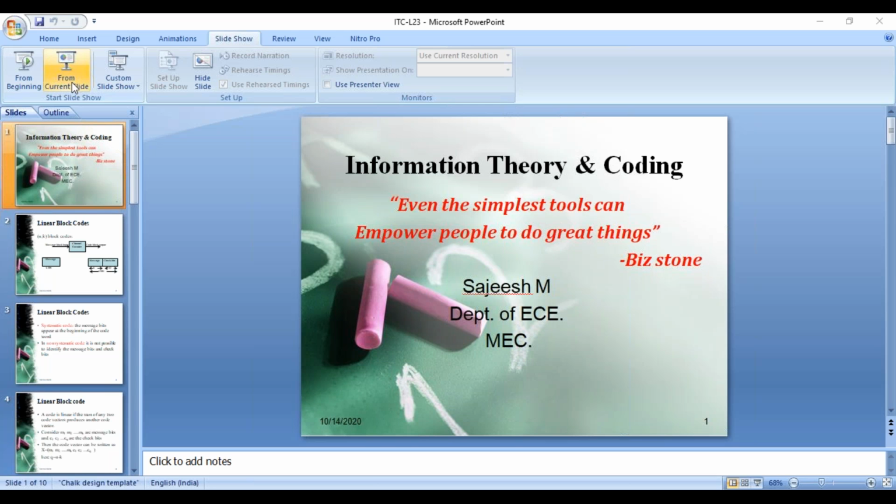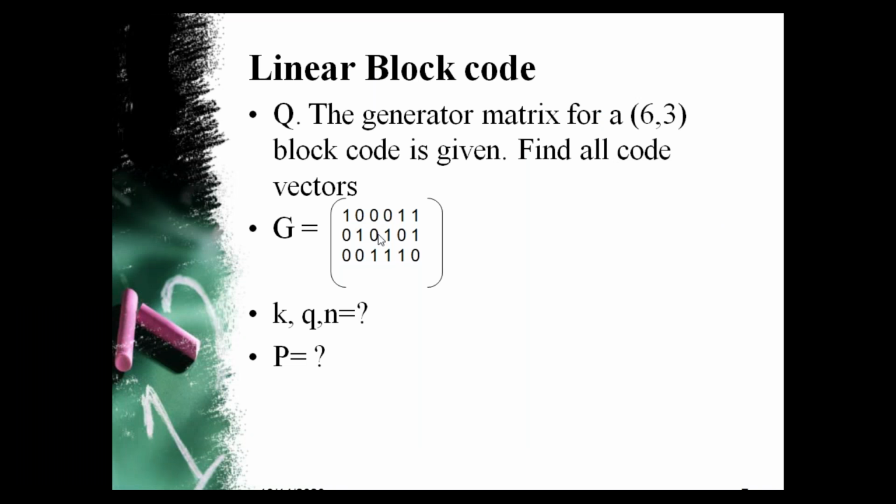Here, note this generator matrix. The generator matrix is given as 1 0 0 0 1 1, 0 1 0 1 0 1, 0 0 1 1 1 0. That is, here it is a 6-3 linear block code. Therefore, the order of the matrix will be 3 by 6. You will have to remember that the order of a generator matrix is k by n. Therefore 3 by 6 is the order of the generator matrix. It is given. We will have to generate the code words corresponding to all the possible messages.